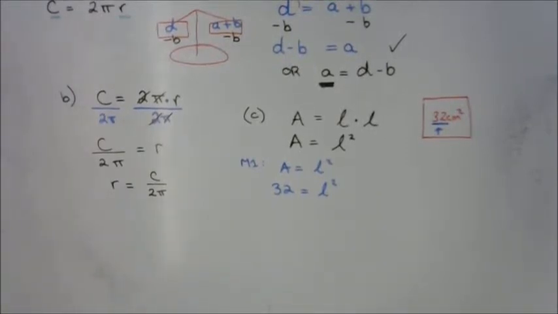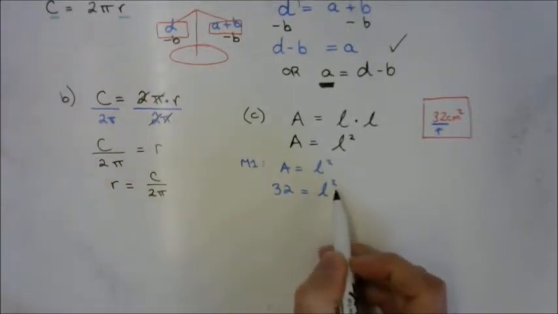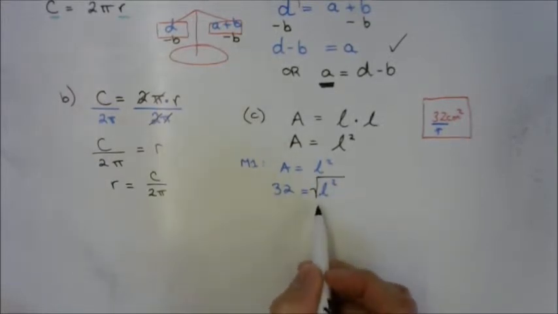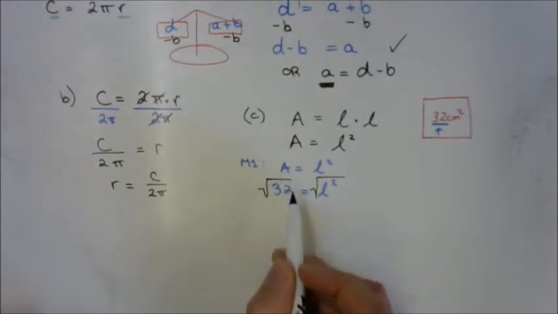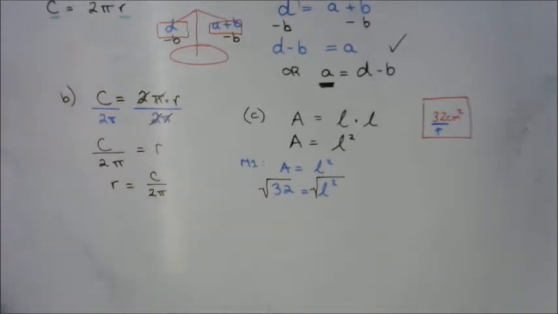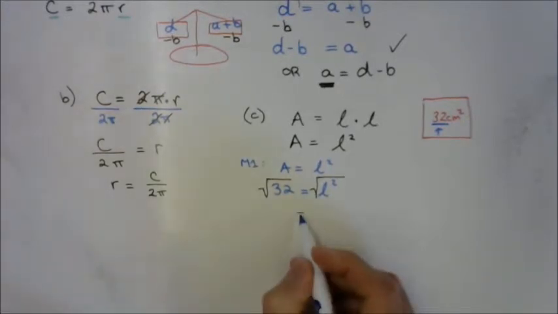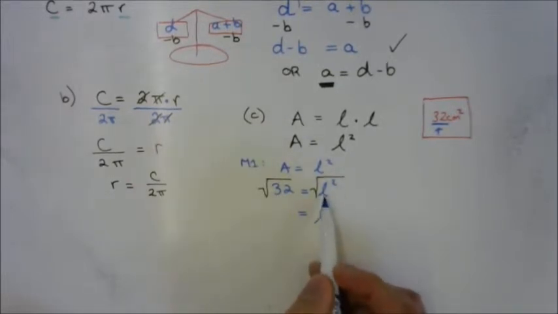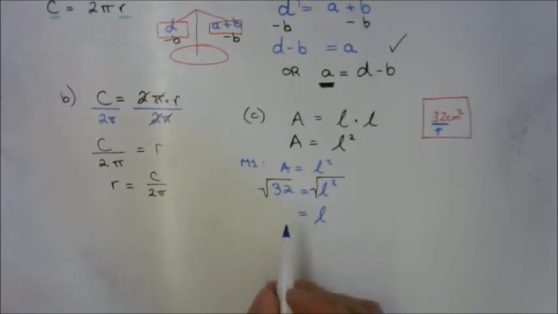So what am I going to do to get L by itself? I have to do the opposite operation. In order to undo the squared, I'm going to square root the right side. If I square root the right side, I have to square root the left side. On the right side, the square root of L squared is just L. We're undoing the squared, so we're left with just what's inside. And the square root of 32 you can do on your calculator.